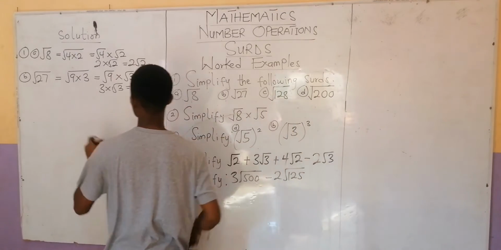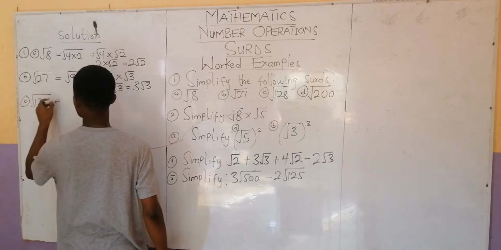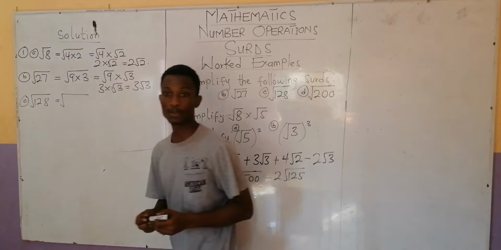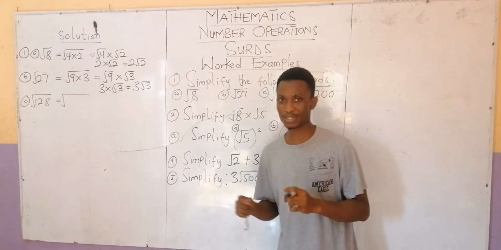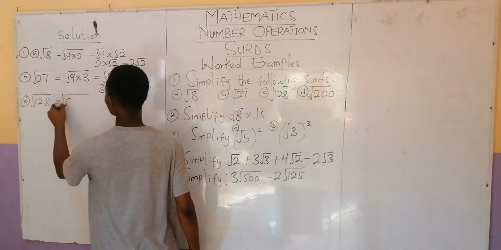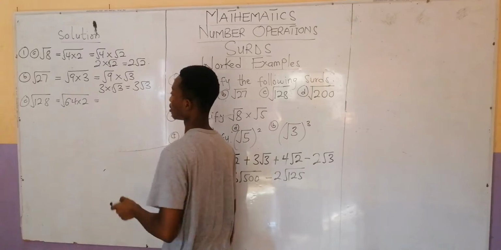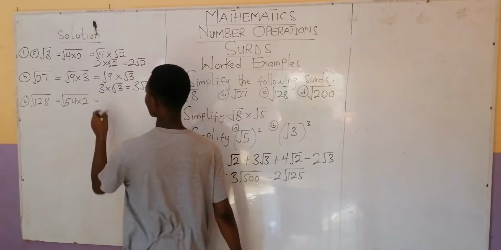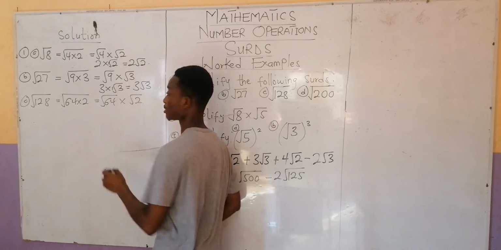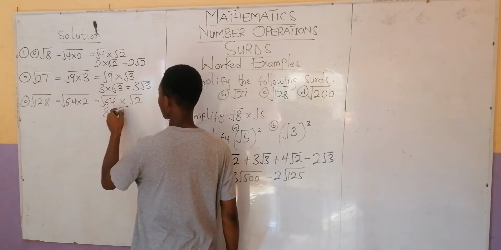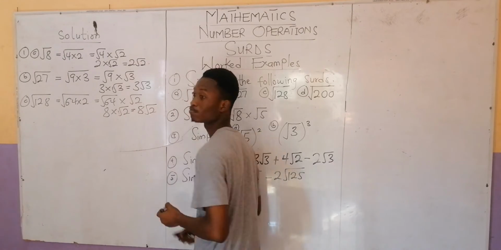C, 128. Two numbers that multiply to give us 128, and one should be a perfect square. 64 times 2. 2, 4, 8, 16, 128. So I have root of 64 times root of 2. Root of 64 is 8, because 8 times 8 is 64. So we assume there's a 1 here. So 8 times 1 is 8, root 2.